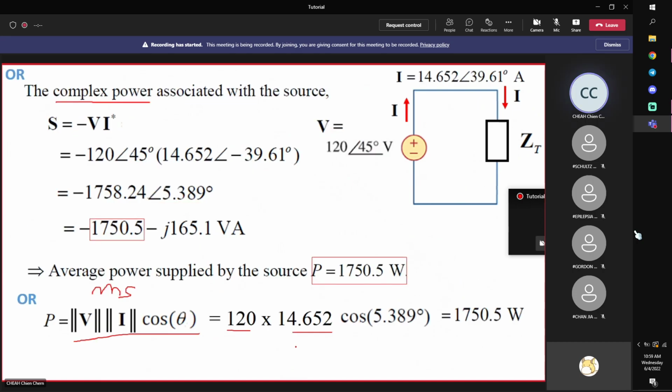and then take the phase difference between them, take the cosine, also the same answer. Same answer.